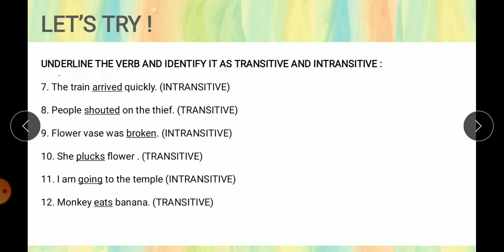Flower vase was broken. Broken is a verb, an action, toota, todna. So that's an action. Flower vase was broken. Whom, what? No answer. No object. Intransitive. She plucks flower. Plucks means todna. So that's an action. Plucks is a verb. She plucks what? Flower. You got an answer. So flower is an object. It's a transitive verb. I am going to the temple. Going is an action, a verb, and going whom or what? No answer. So intransitive. Monkey eats banana. Eats what? Banana. So eat is a verb and you have got an answer. Banana is an object. So it's a transitive verb.